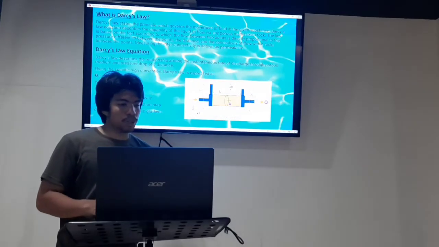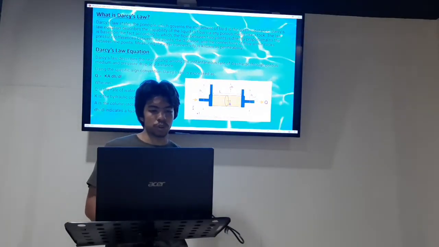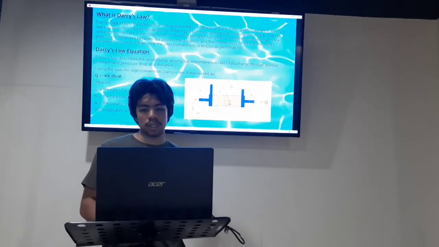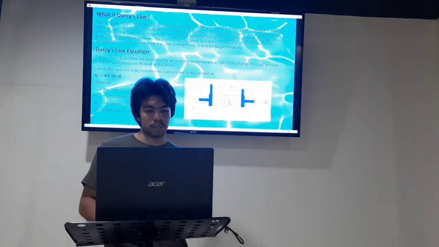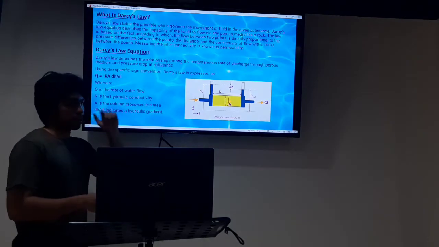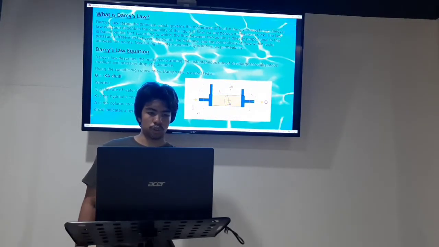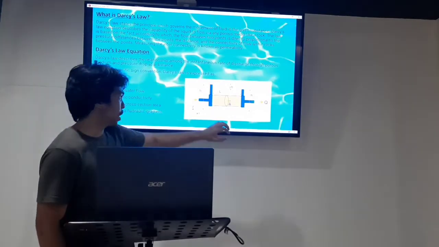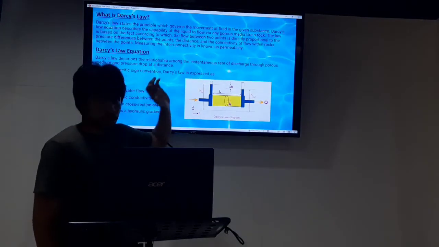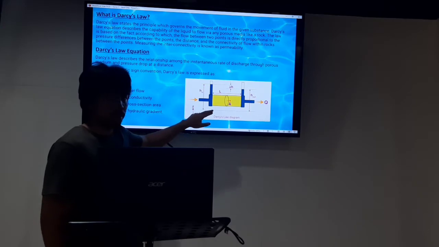So here we have our Darcy's law equation that describes the relationship among the instantaneous rate of discharge through a porous medium and the pressure drop at a distance. It is self-explanatory: Q is equal to KA dh/dl. Q is the water flow, K is the hydraulic conductivity, and h is the hydraulic head, which is based on a reference point.